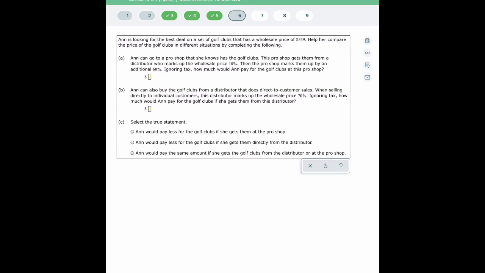All right, Anna's looking for the best deal. She can go to a pro shop. The pro shop gets them from a distributor and marks up the wholesale price 10%. Then the pro shop marks them up by an additional 60%, ignoring the tax. How much would she pay?